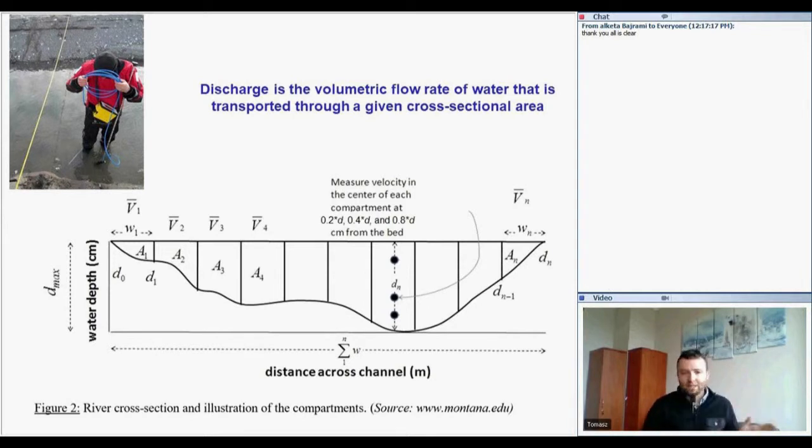So hydrologists measure velocity in the center of each compartment at 0.2 of the depth, 0.4 of the depth, and 0.8 of the depth. So at different points through the cross-section, these velocities are measured, and then outflow can be calculated. From this we know how much water goes through the river, what is the discharge of the river.